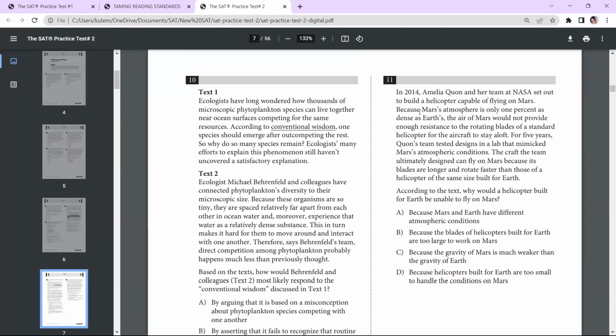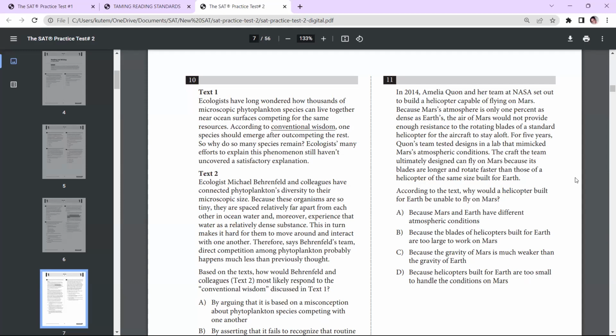Okay, so it says, in 2014, Amelia Cohn and her team at NASA set out to build a helicopter capable of flying on Mars. Because Mars' atmosphere is only 1% as dense as the Earth's, the air of Mars would not provide enough resistance to the rotating blades of a standard helicopter for the aircraft to stay aloft. For 5 years, Cohn's team tested designs in a lab that mimicked Mars' atmospheric conditions. The craft the team ultimately designed can fly on Mars because its blades are longer and rotate faster than those of a helicopter of the same size built for Earth.